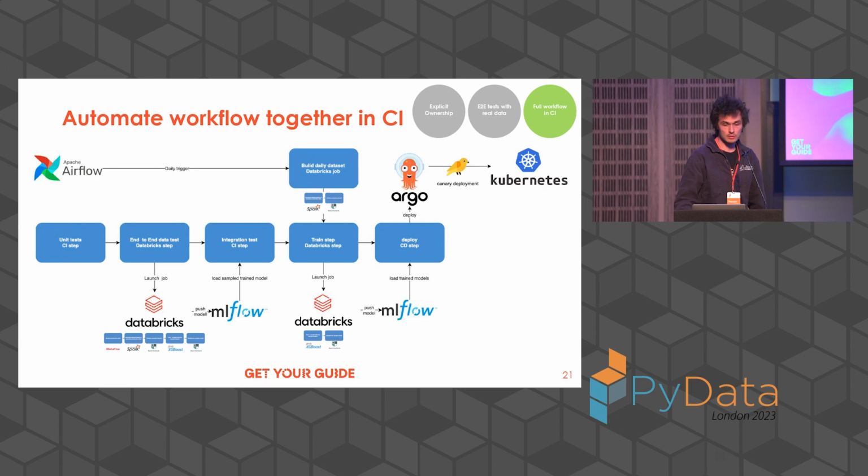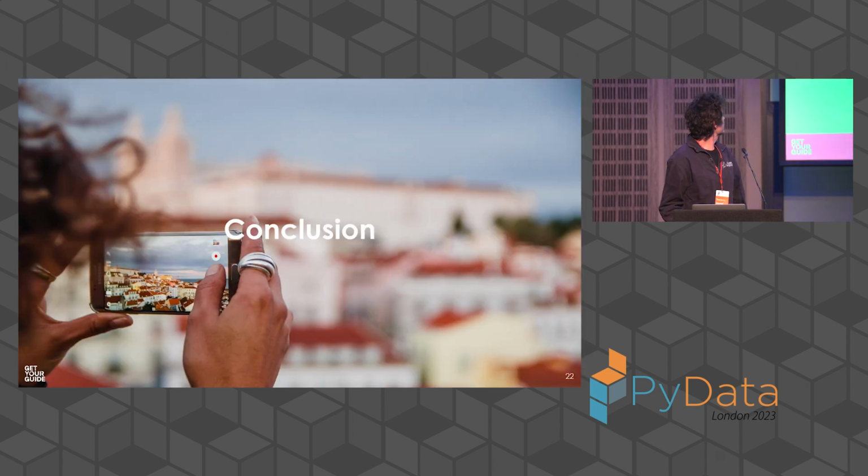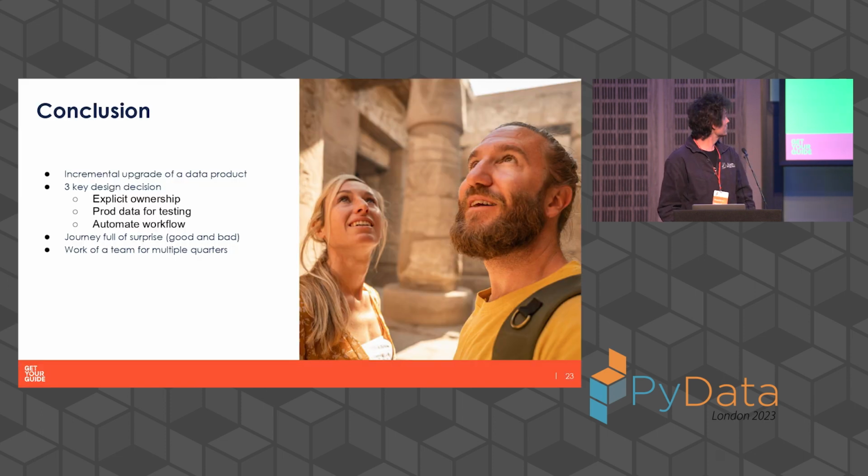Okay, so let's go to the conclusion. I showed in this presentation how we incrementally upgraded our data product by rolling it out step by step. And I think we had three key design decisions to make it work. First, we had explicit ownership thanks to MLflow. Second, we use production data for testing, but using samples. And finally, we automated the whole workflow of testing and putting into production, so that we remove room for error and make it possible for everyone to launch a new version.